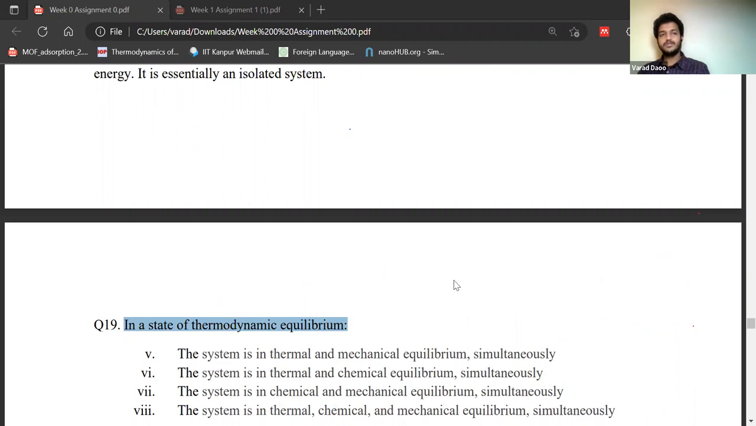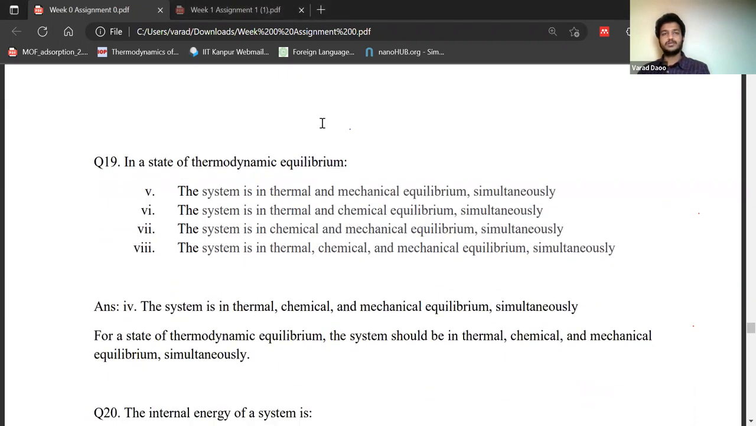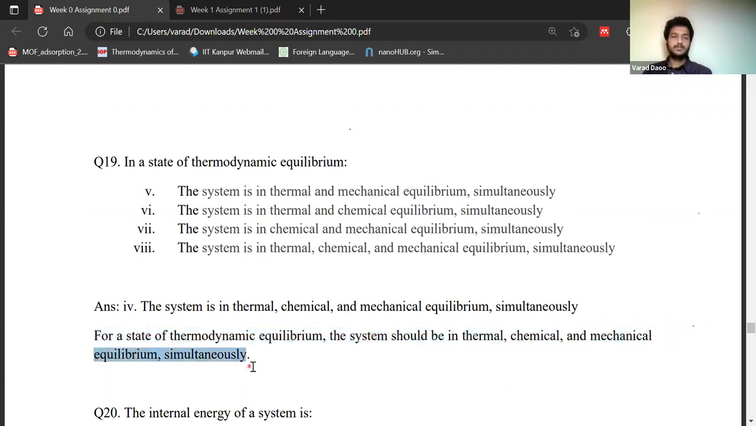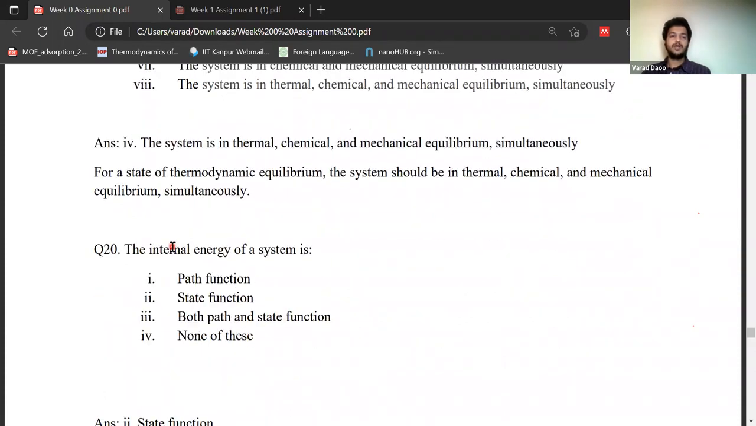Okay. Otherwise, then we'll go to the next question. First, let us understand. The answer is option 4, which is this one: a system is in thermal, chemical, and mechanical equilibrium simultaneously. For a state of thermodynamic equilibrium, the system should be in thermal, chemical, and mechanical equilibrium simultaneously. Okay. So now we'll go to the last question.